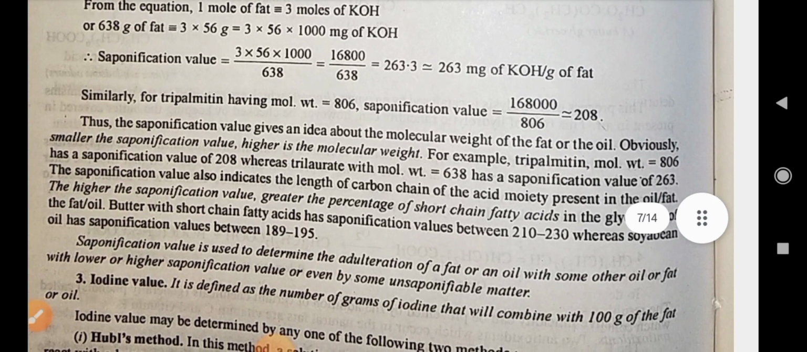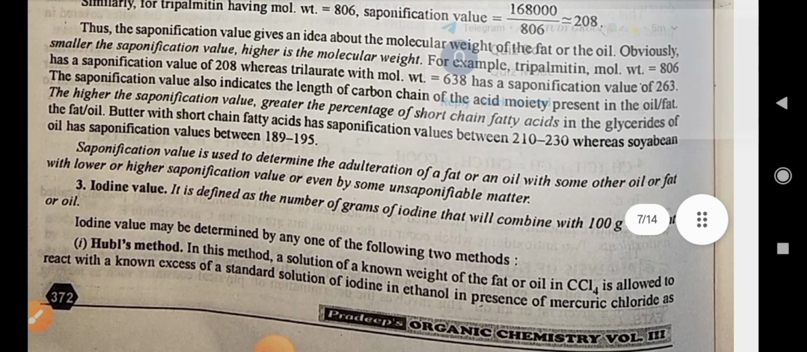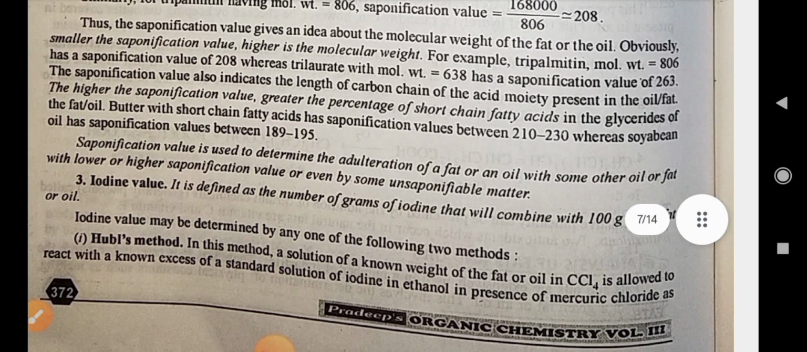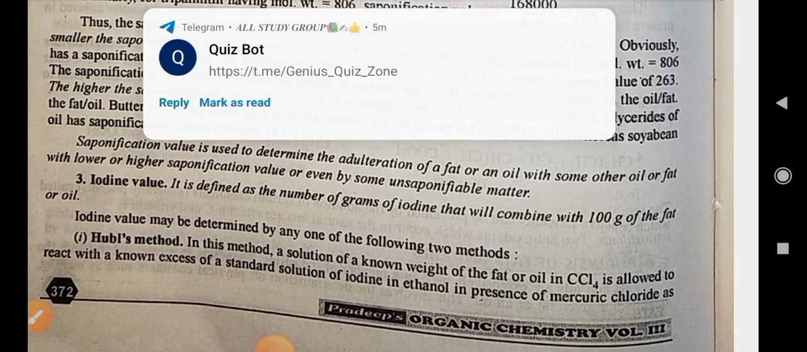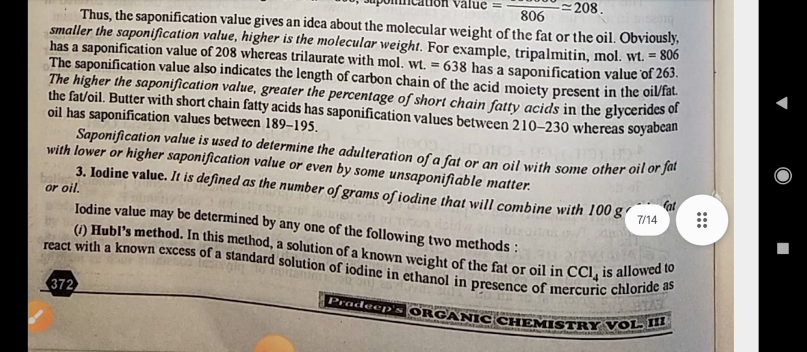Saponification value is 208. Thus, the saponification value gives an idea about the molecular weight of the fat or oil. Obviously, the smaller the saponification value, the higher the molecular weight. For example, tripalmitin with molecular weight 806 has a saponification value of 208, whereas tristearate with molecular weight 638 has a saponification value of 263.